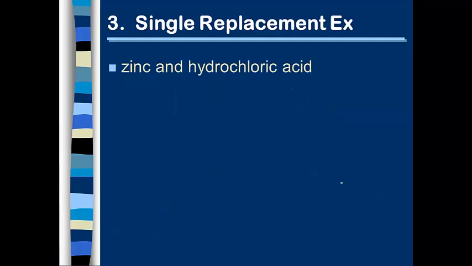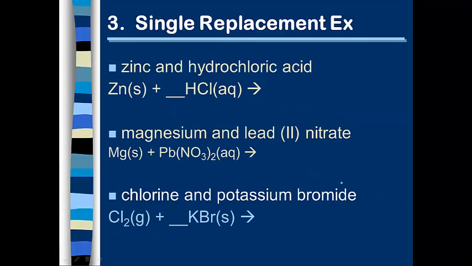So let's do a couple more samples of those. So if I have zinc and hydrochloric acid, the zinc is a metal, and remember, if a metal is going to kick something out, it can only kick out another metal, or hydrogen. So my first product, if zinc kicks out hydrogen, is going to be H2, which is a gas.